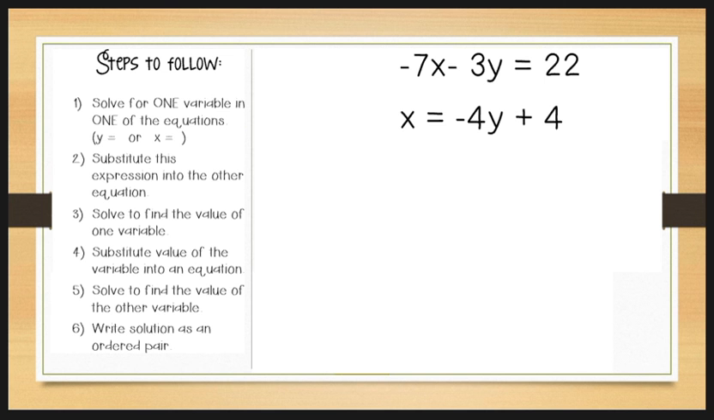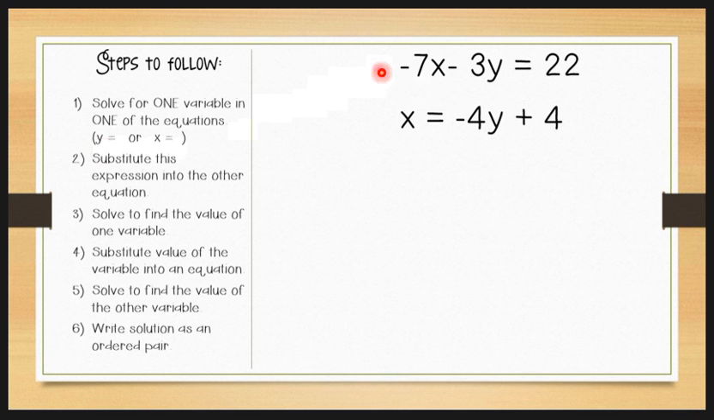Let's look at the system. Negative 7x minus 3y equals 22, and x equals negative 4y plus 4. So recall our first step says to solve for one variable in one of the equations, so that one of the equations is y equals or x equals.